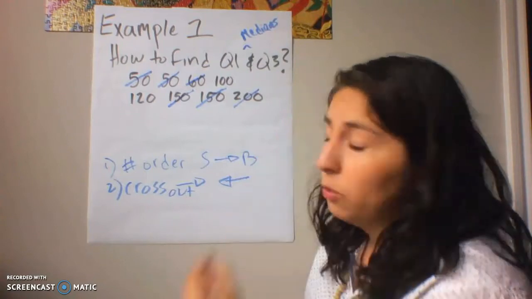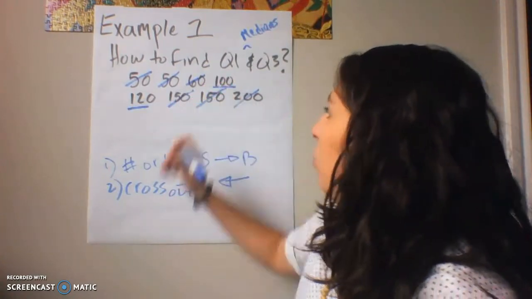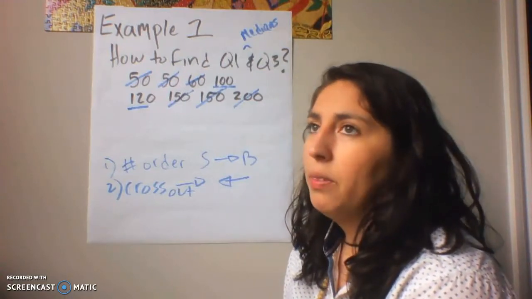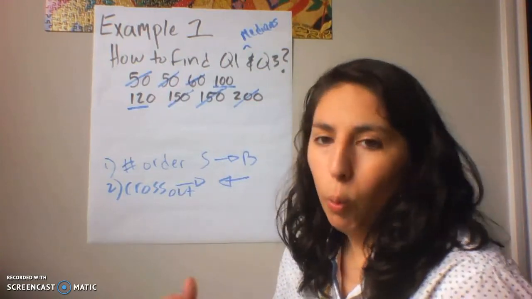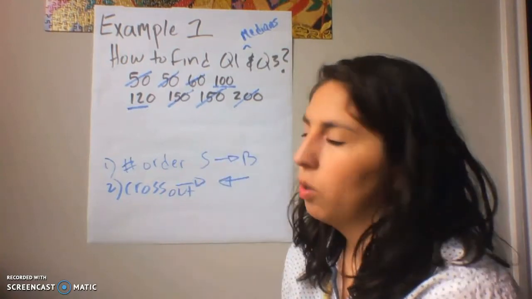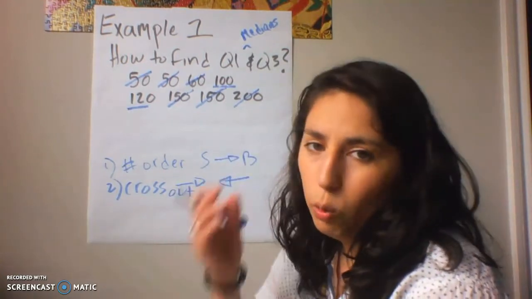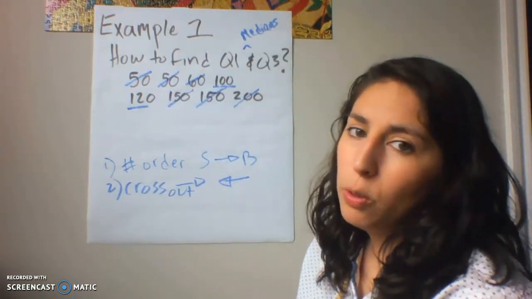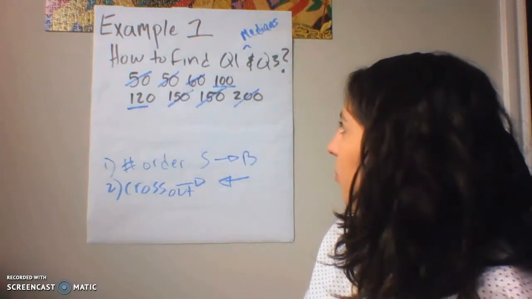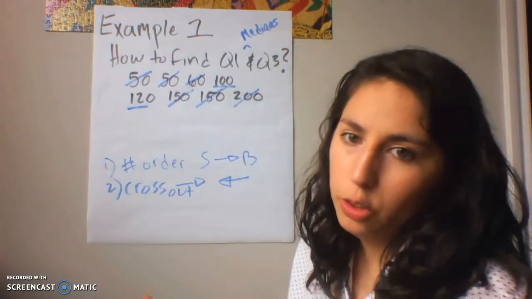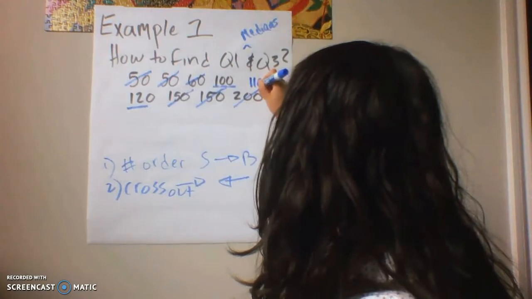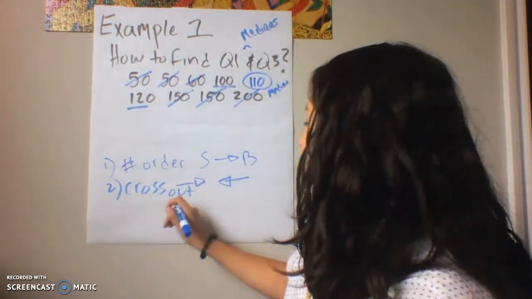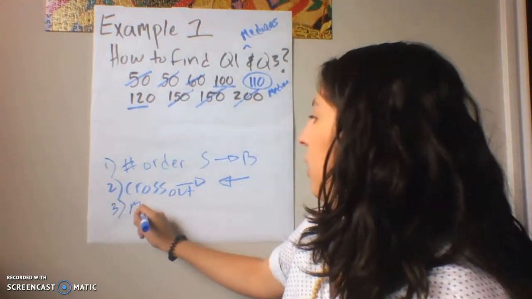Okay, so I am left with 120 and 100. I can't cross them both out because then I have nothing. So if these are my medians, then I'm thinking, what is the number between them? I'm looking for the center or the middle number. So y'all take a second to think, what is the number between 100 and 120? Okay, and that number is 110. So 110 is going to be my median. So step 3, find the median.